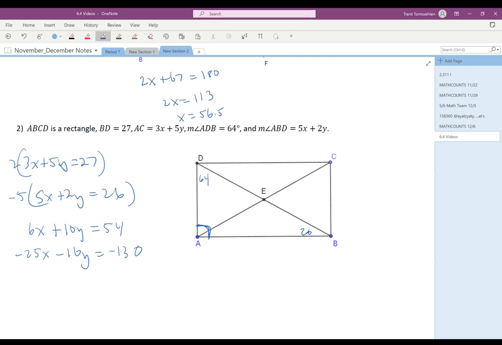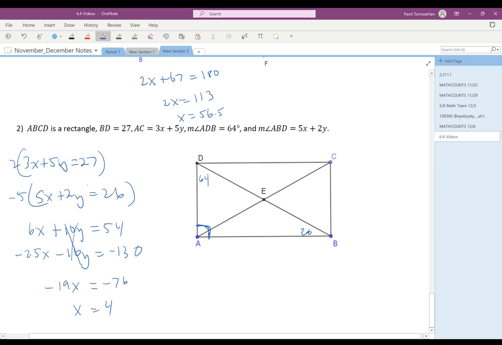So when I combine these together, the y's cancel out. That's why I multiplied by 2 and -5. And that's going to give me negative 19x equals negative 76, which, when you divide both sides by negative 19, gives x equals 4.